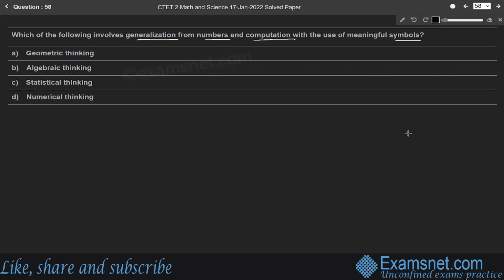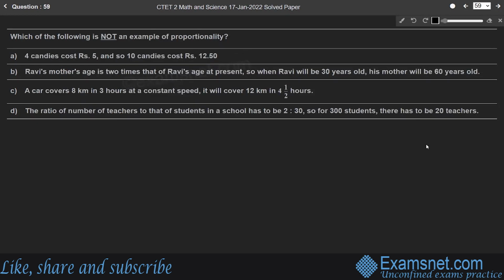objects' shapes. Algebraic thinking involves forming generalizations from experiences with numbers and computation, formalizing these ideas with the use of meaningful symbols and exploring the concept of patterns and functions. Here, option B, algebraic thinking involves generalizations from numbers and computation with the use of meaningful symbols. Hence, option B.